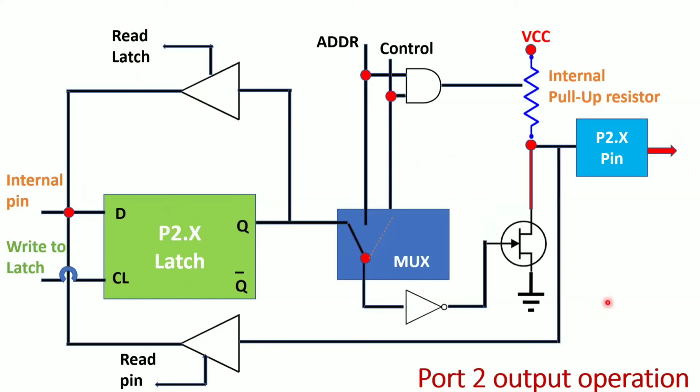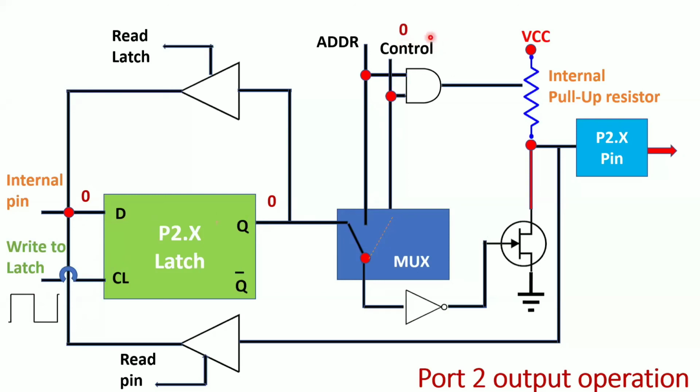Now coming to the output operation, whenever I am sending 1 or 0 to your port 2, first of all I will send 0. When I am sending 0 to this D latch, I need the write to latch signal because it is a clock signal. Whenever you apply the clock signal, then only the input given to D is passed to the output, that is your Q. So Q will get 0, and control is 0, right?